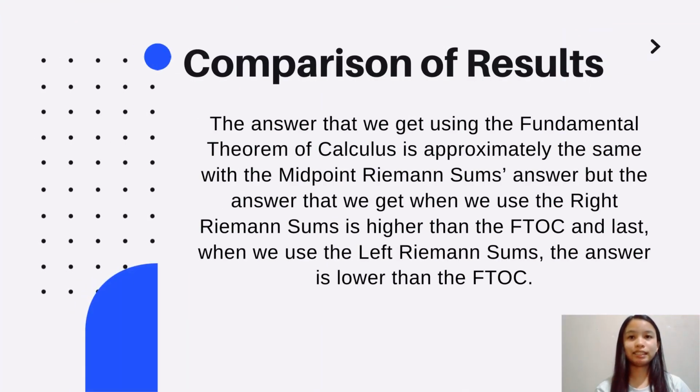The answer that we get using the fundamental theorem of calculus is approximately the same as the midpoint Riemann sums answer, but the answer that we get when we use the right Riemann sums is higher than the FTOC. And last, when we use the left Riemann sums, the answer is lower than the FTOC.